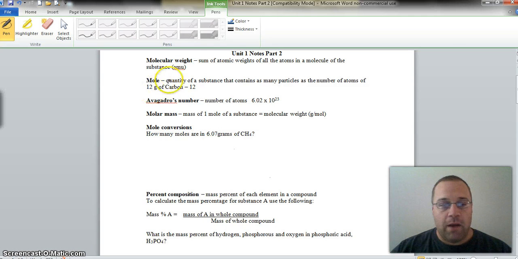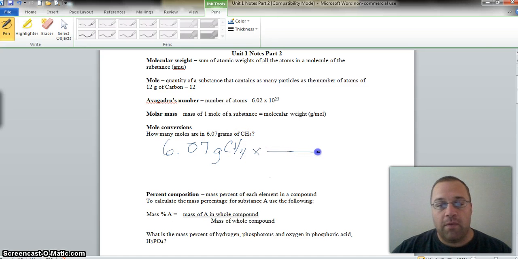Start always by writing out what's given to you. So 6.07 grams, and get in the habit of writing what that's of. So it is CH4. Sorry, it's a little sloppy. Times line. You need to cancel out grams, so grams will always go on the bottom, and that's grams of CH4. And because we're going to get the mass out of the periodic table, it's the mass of 1 mole, so 1 mole is up top.